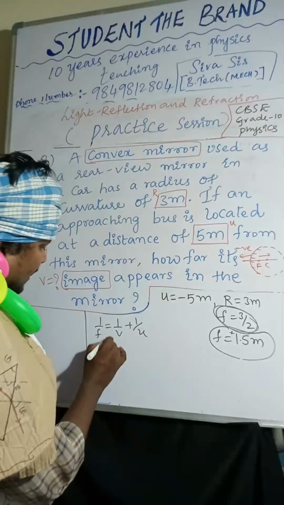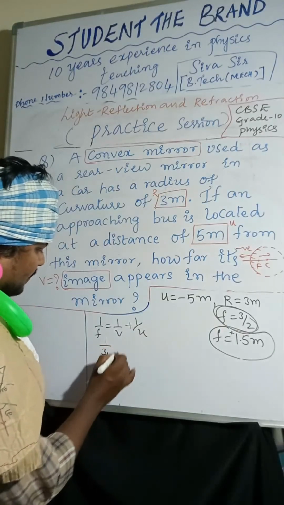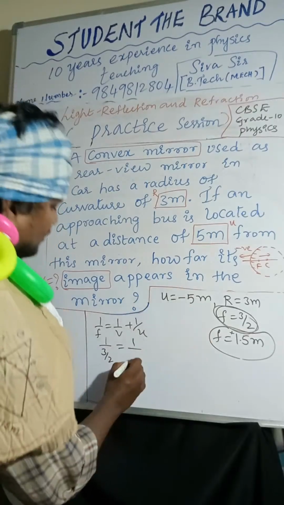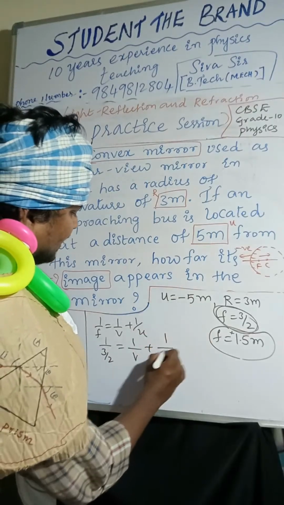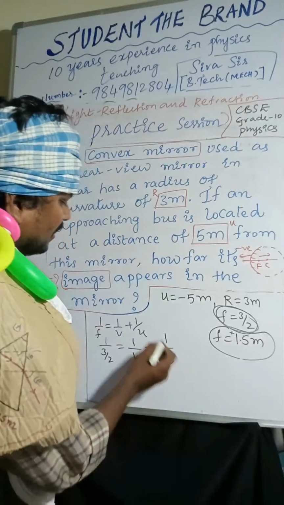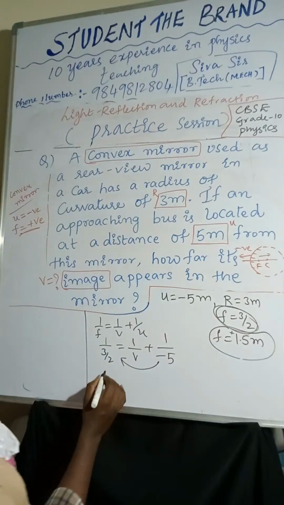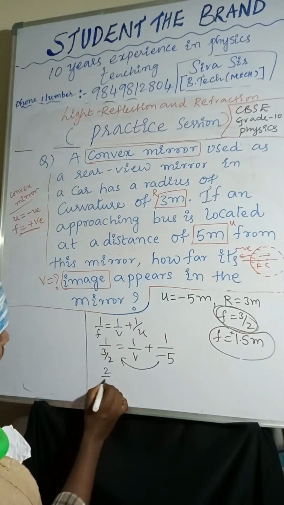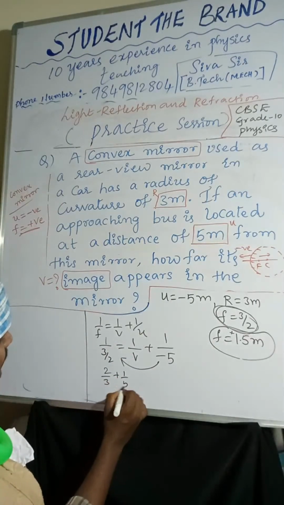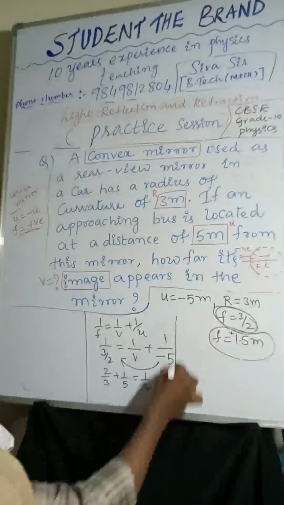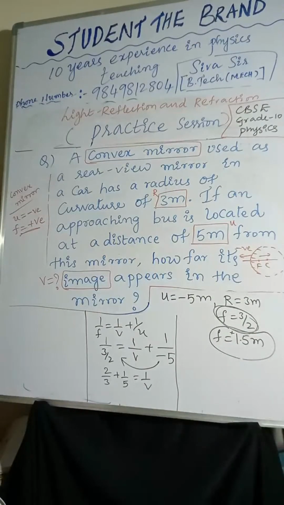So I am taking 1 by 3 by 2 equal to 1 by, so image distance we have to find out, by 1 by minus 5. Yes or no? You are taking minus value that side, then you will get positive. So this will come 2 by 3 plus 1 by 5 equal to 1 by V. Yes or no? Now if you solve it.